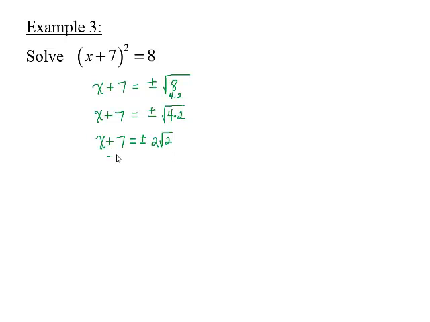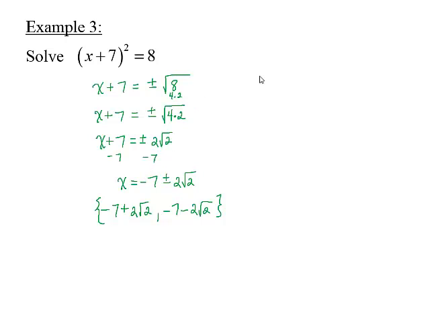Subtracting 7 from each side to solve for x gives us x equals negative 7 plus or minus 2 times the square root of 2. This is equivalent to negative 7 plus 2 times the square root of 2, and negative 7 minus 2 times the square root of 2. Those expressions cannot be simplified any further because 7 and 2 radical 2 are not like radicals, so we cannot add them. We just need to keep it in that particular form.